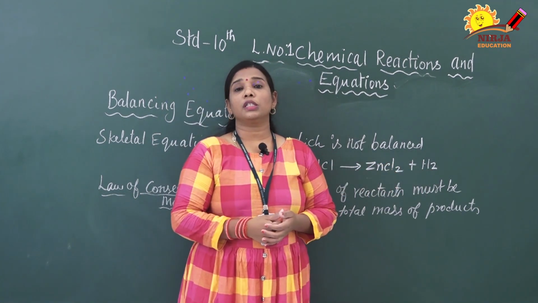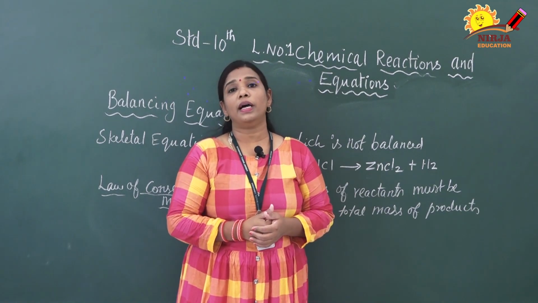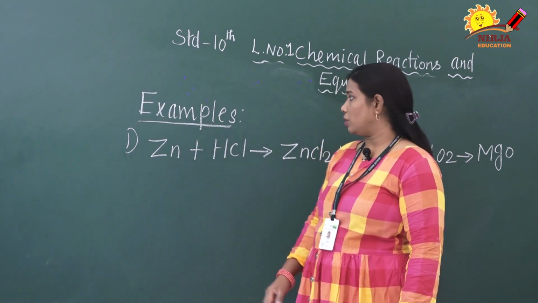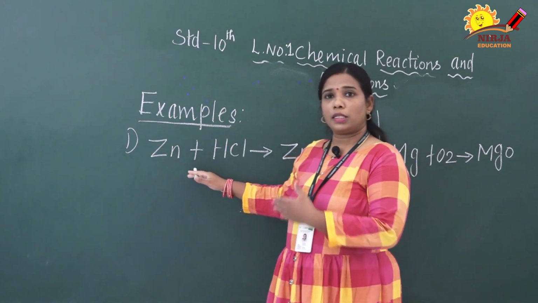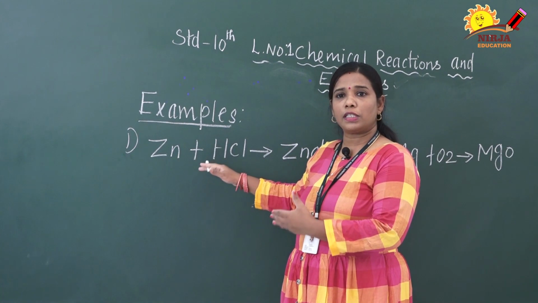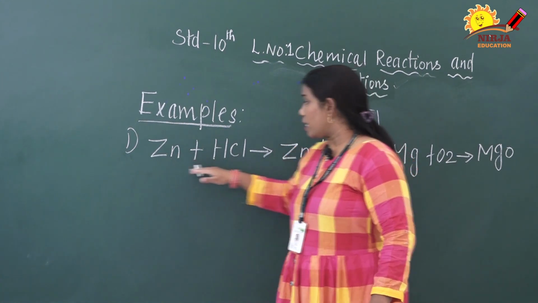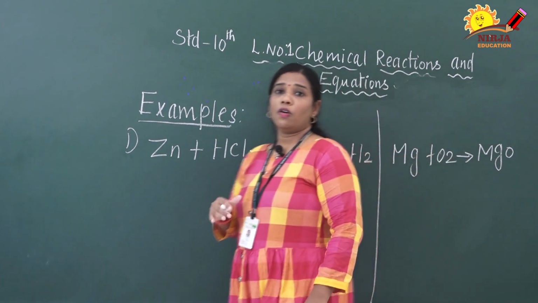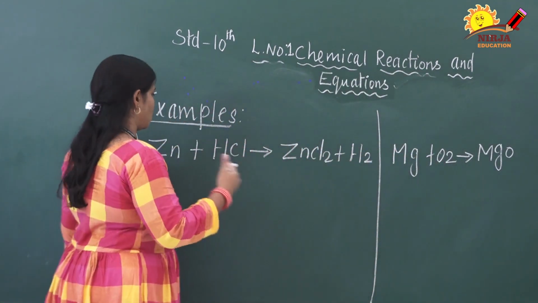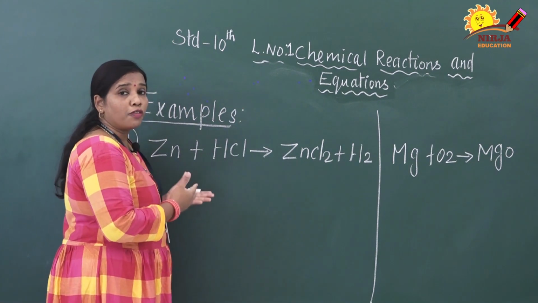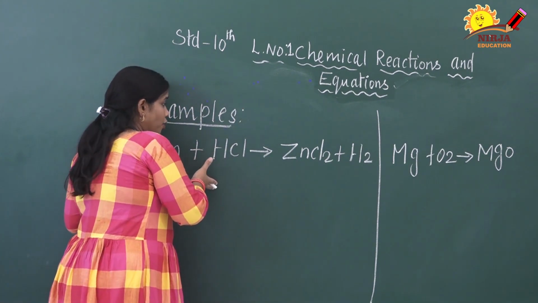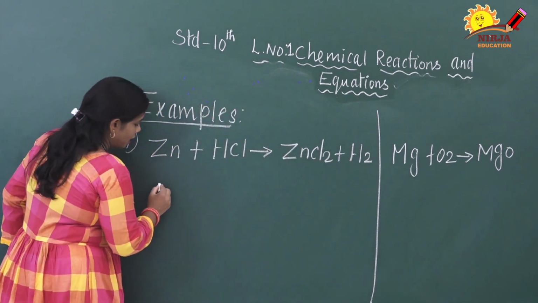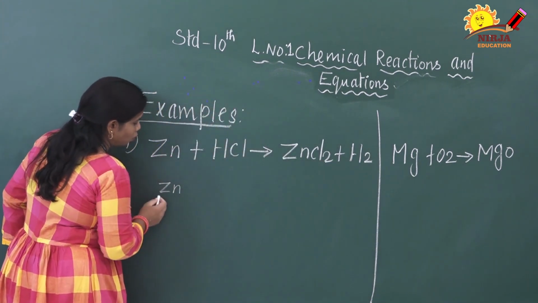Next we are going to discuss certain examples of how to balance the equation. Now we are going to balance the equation. As I already gave one example, first we will balance that. Zinc reacts with hydrochloric acid, it produces zinc chloride and hydrogen. First, how to balance the equation? As per the law of conservation, the mass of reactants should be equal to the mass of products. First we have to write with a pencil, this work you have to do, children.